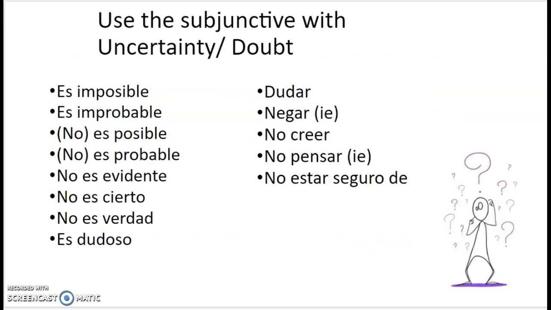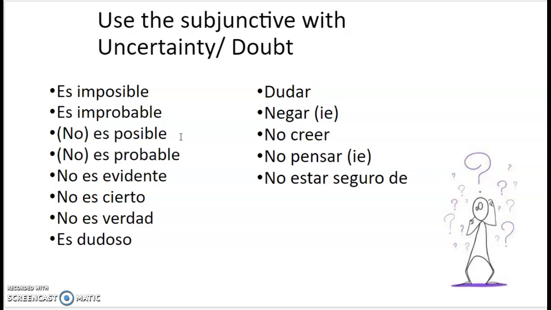So here's a list of subjunctive indicators. All of these are going to indicate to use the subjunctive in the second clause. So we have es imposible, which is it is impossible. Es improbable, which is it is improbable. Es posible and no es posible, both of those phrases will bring the use of the subjunctive. No es probable or es probable is the same.